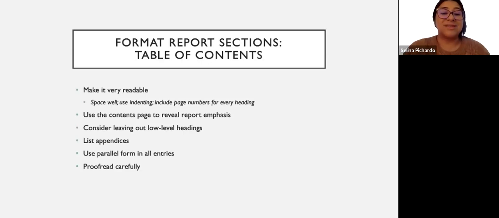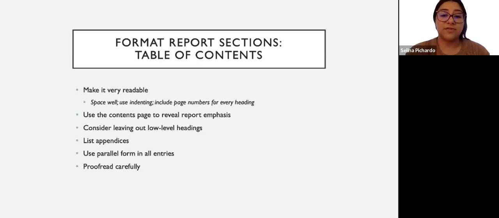You want to make sure this is very readable. You want the table of contents to look pleasing to the eye so your readers can find sections quickly and they can see the relationship to each other. So be sure you are spacing well, using indents, and including page numbers for every major heading.